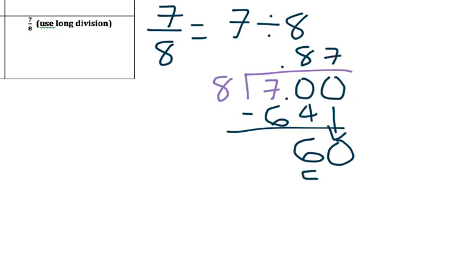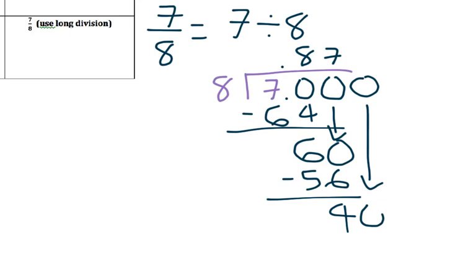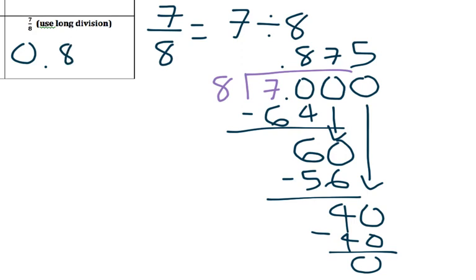8 times 7 is 56. I subtract that, I get a 4. Looks like we're still going, so I'm going to put a 0 in the thousandths place, bring that down, and now I have 40. And now I'm happy because I know 8 goes into 40 exactly 5 times. So when I multiply that out, I end up with a remainder of 0. So long story short, 0.875 is the same as 7/8.